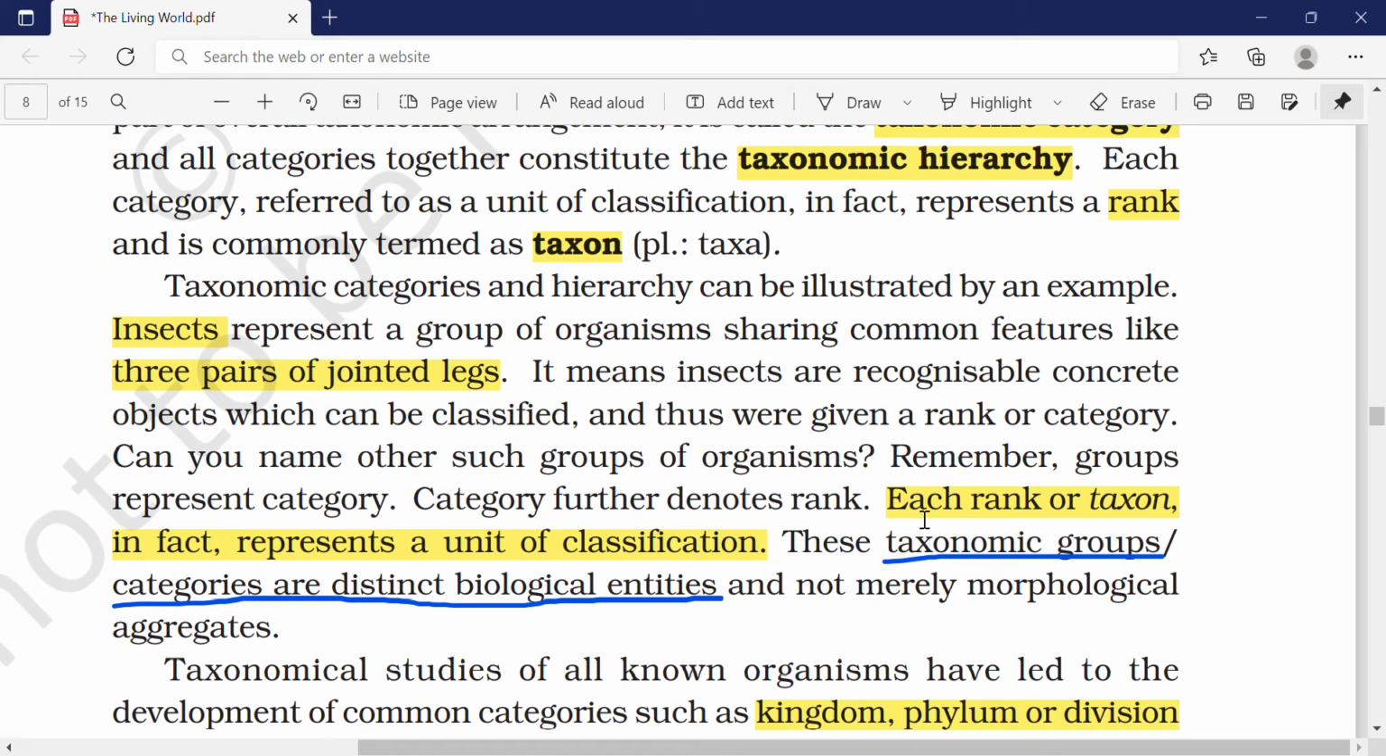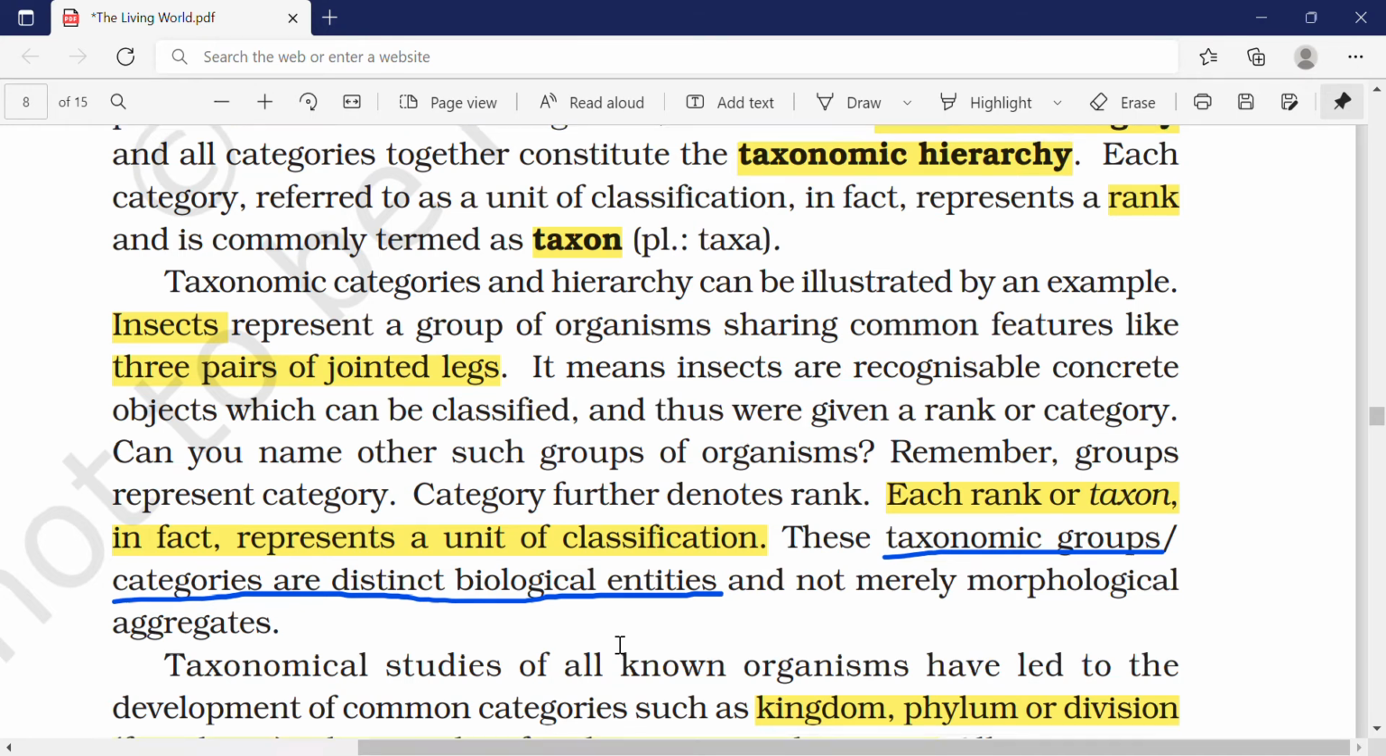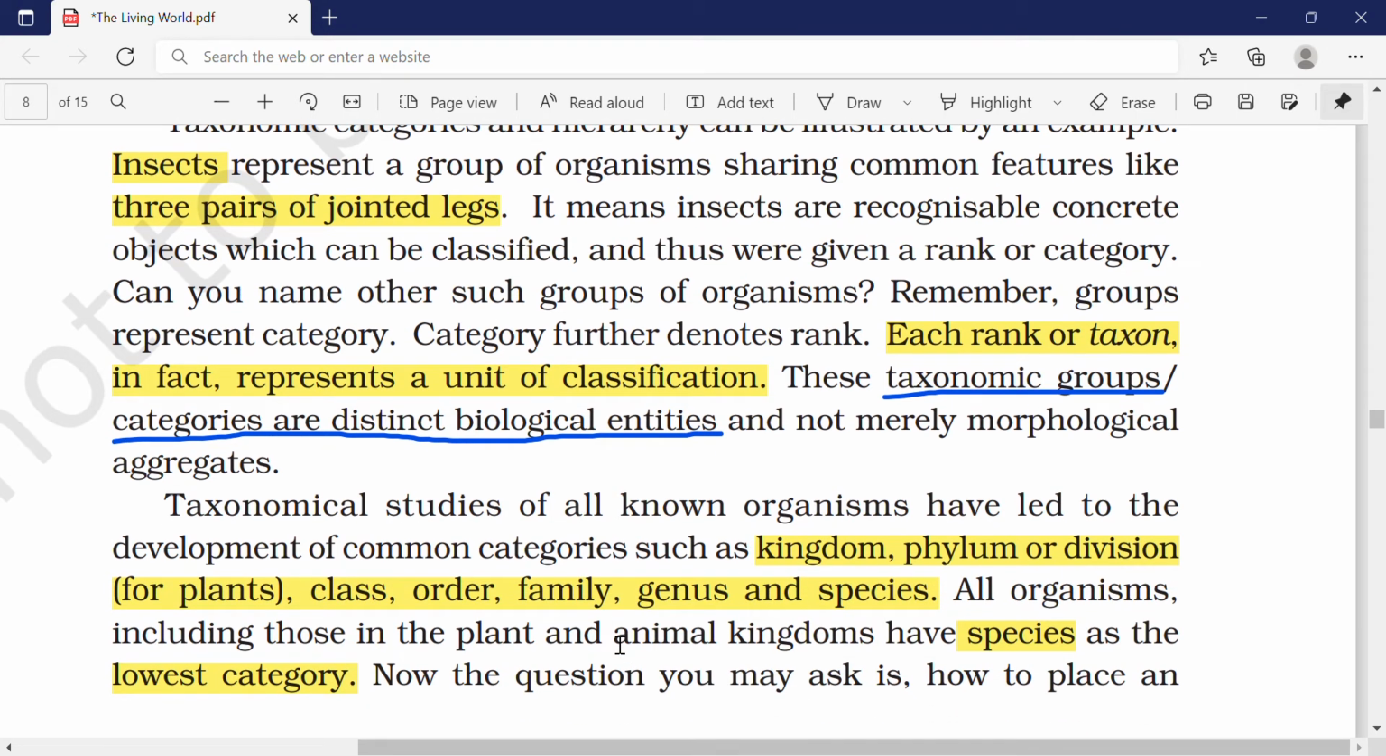Okay, so these taxonomic groups or categories are distinct biological entities and not merely morphological aggregates. Because they don't usually segregate only by morphological features, it means they are biological entities. That is what they're telling. It's nothing important from the exam point of view.